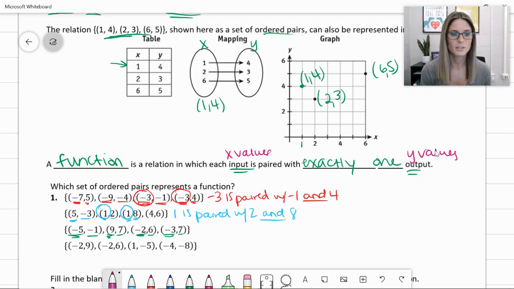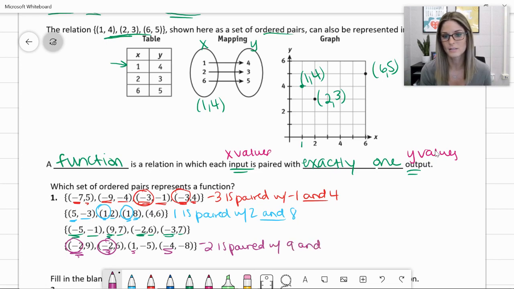Let's look at the last one. -2 is paired with 9. -2 is also paired with 6. Okay, here we go. We can't have that. -2 is paired with two numbers. That's not a function. It's paired with 9 and 6. So the one that is a function is this third one.